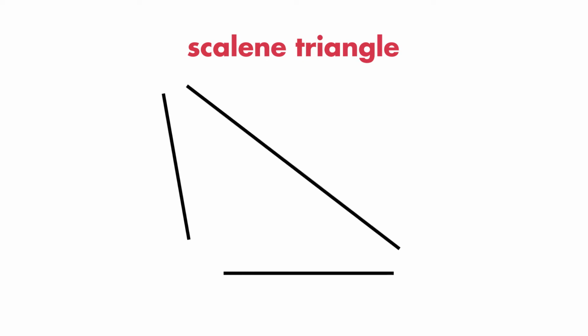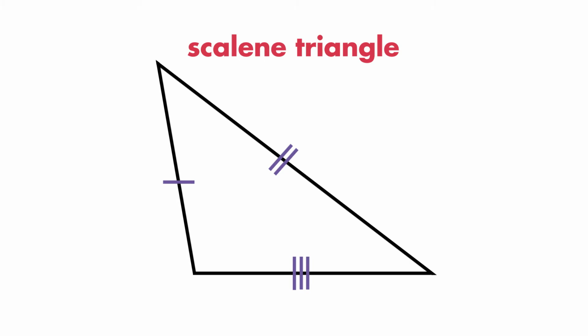One type of triangle is a scalene triangle. All three sides have different lengths. Because the sides are different lengths, there is one line on one side, two lines on the second side, and three lines on the third side.